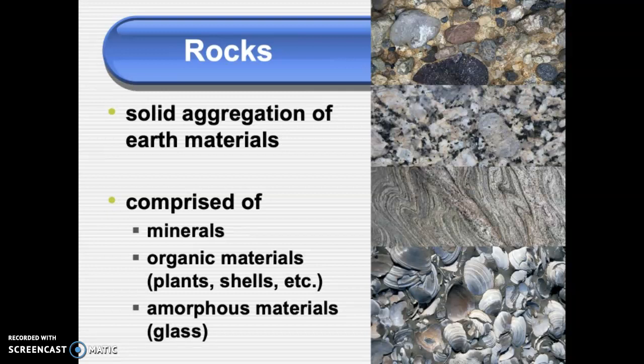So all that stuff counts as a rock, and that's why we have the definition that's kind of vague, a solid aggregation of earth materials. Now, I might add naturally occurring to that to rule out things like asphalt and concrete. But solid aggregation of earth materials is a nice, simple definition for rocks.